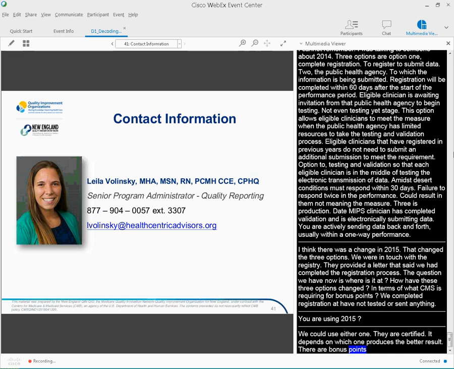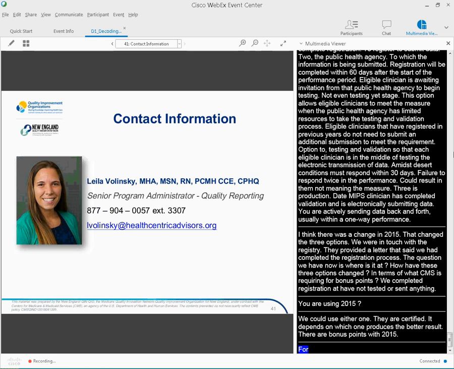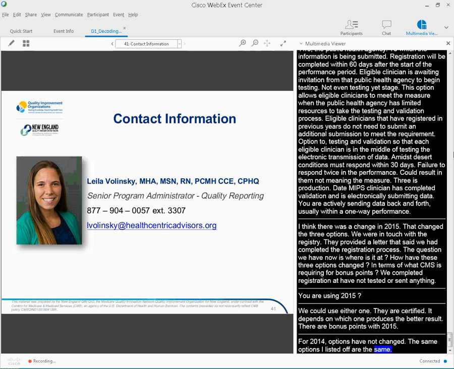So for 2014, the options have not changed. Those same options that I just listed off are the same. And for 2015, well, this is for immunization. I should add that piece. We're doing specialized registry. Okay. Security.